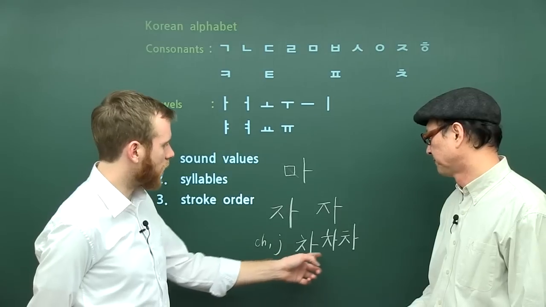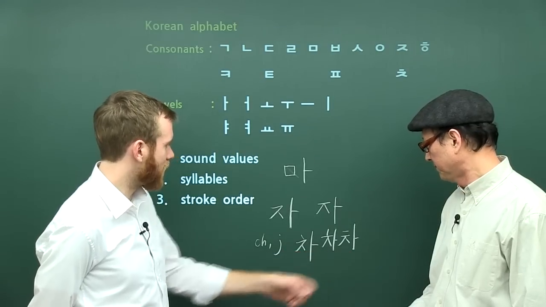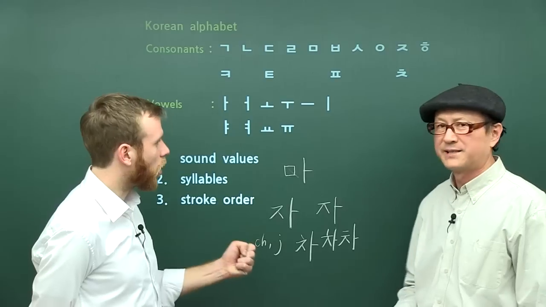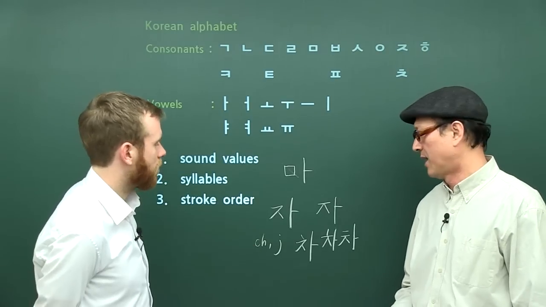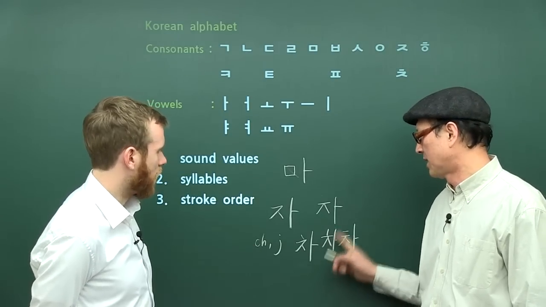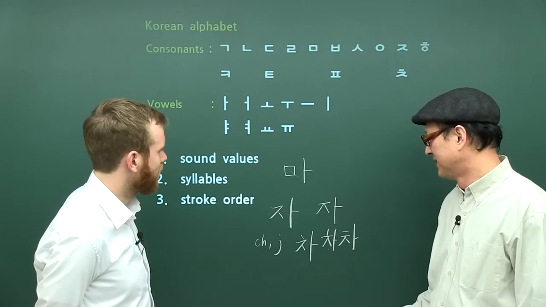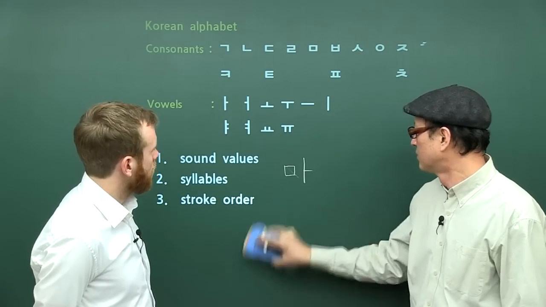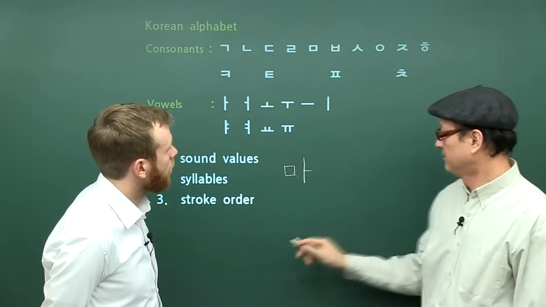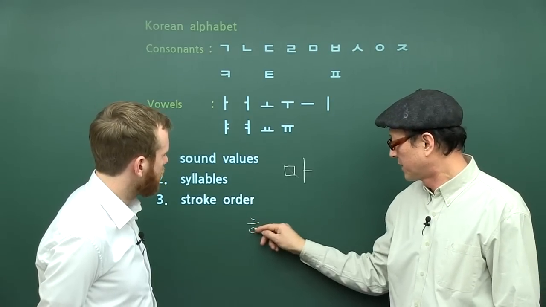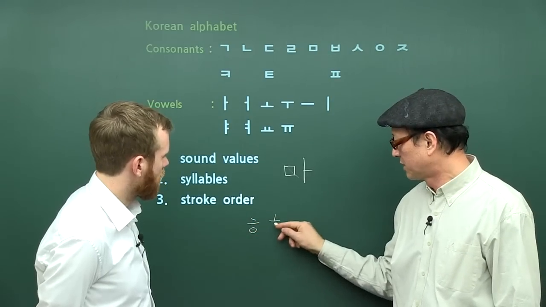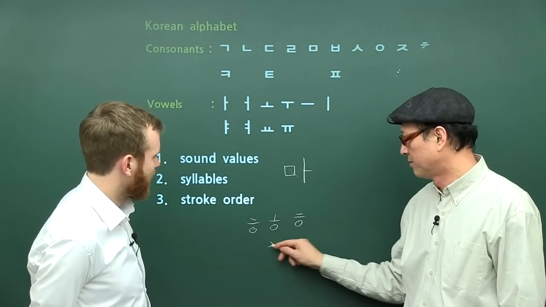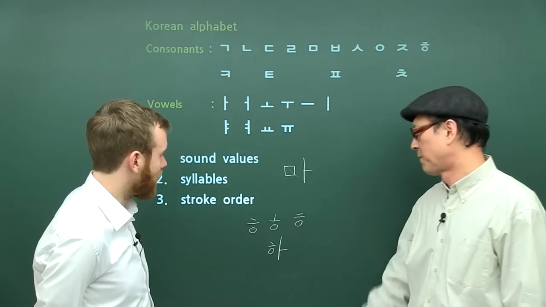So you can write it like this, you can write it like this, or like this. This is always the CH sound. It's a stronger cha. Cha. 다음, 이것도 이렇게 써도 돼요. 이렇게도 돼요. 그다음에 이렇게도 돼요. It's all the same. So again, many ways to write these characters.